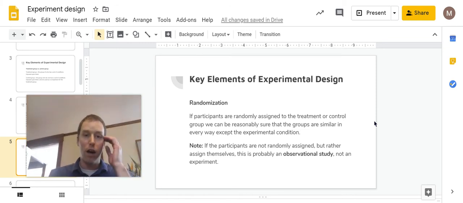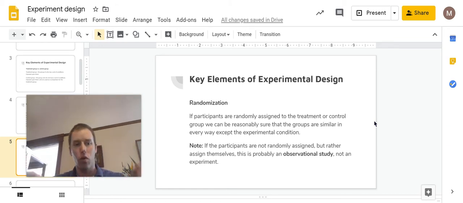Second key element of experimental design is randomization. We want to randomly assign our participants to either the treatment group that gets the treatment or the control group that doesn't. If we're doing it randomly, then the two groups should be identical in every way or close to identical in every way other than which of the two groups did they end up in. If we're not randomly assigning, if we're letting people assign themselves, we're probably doing an observational study.